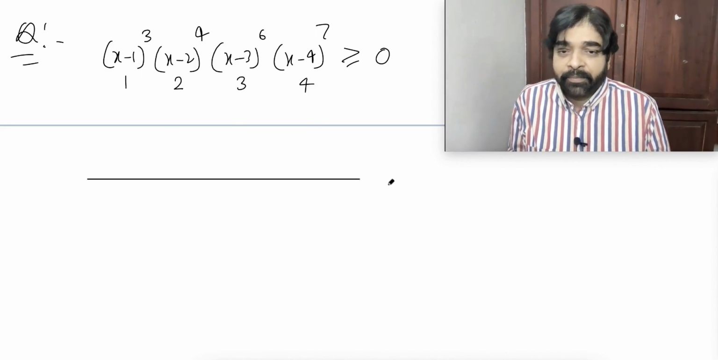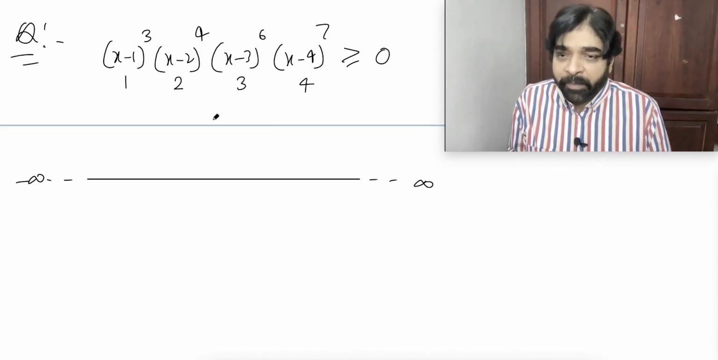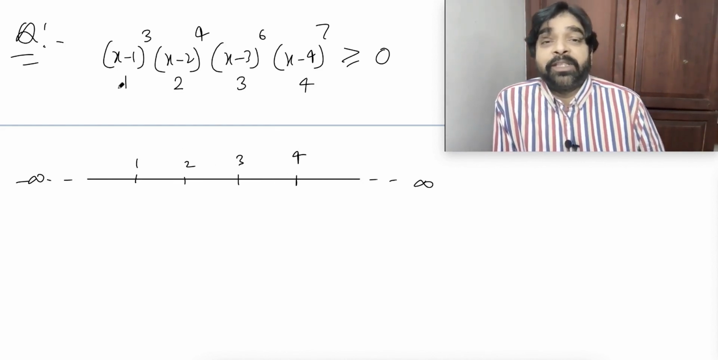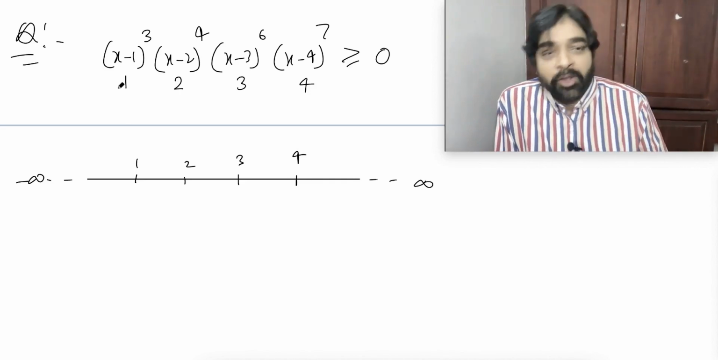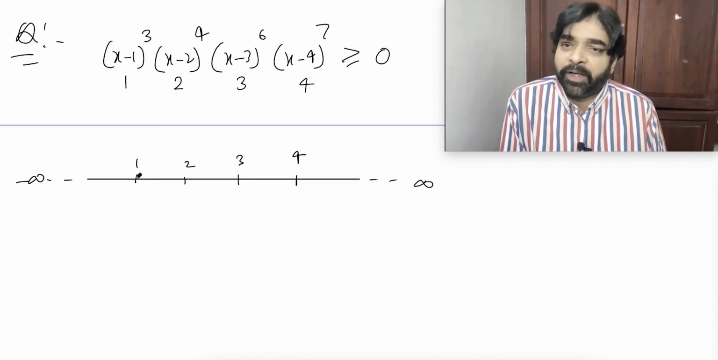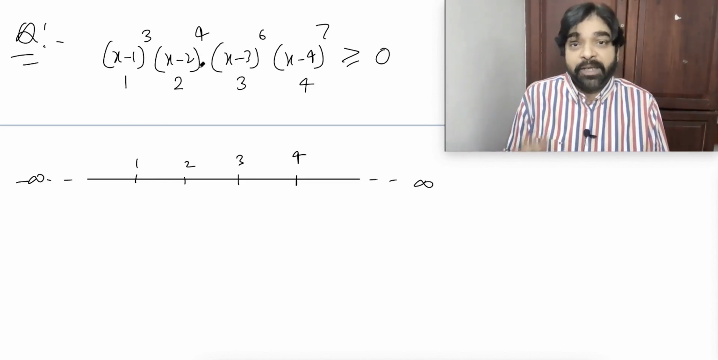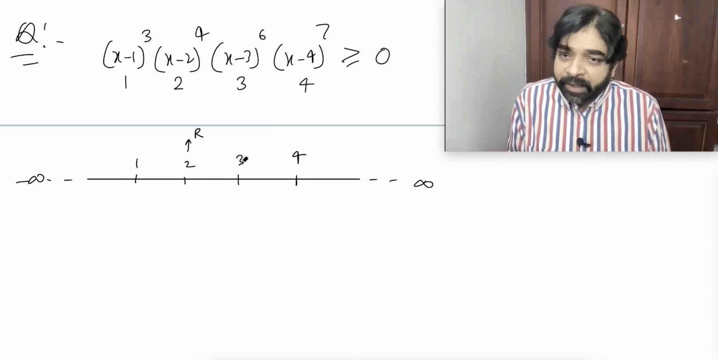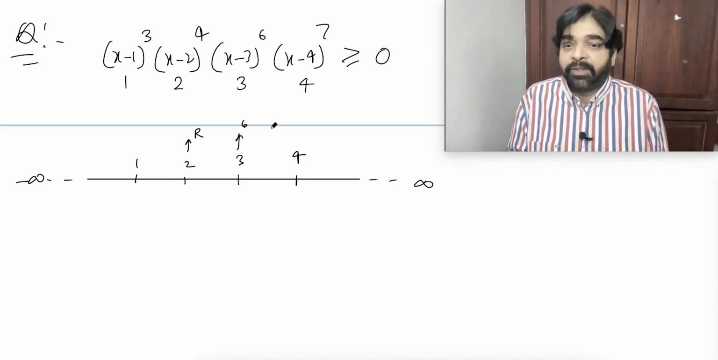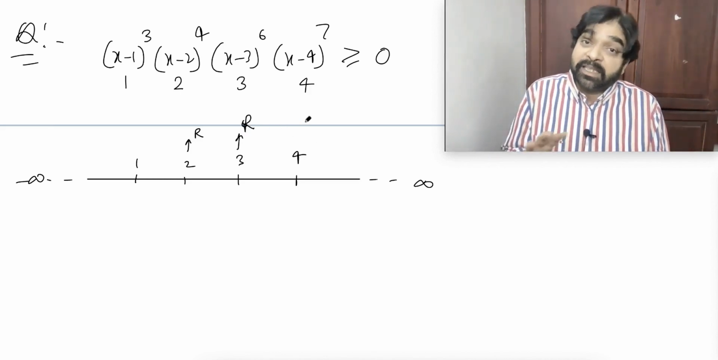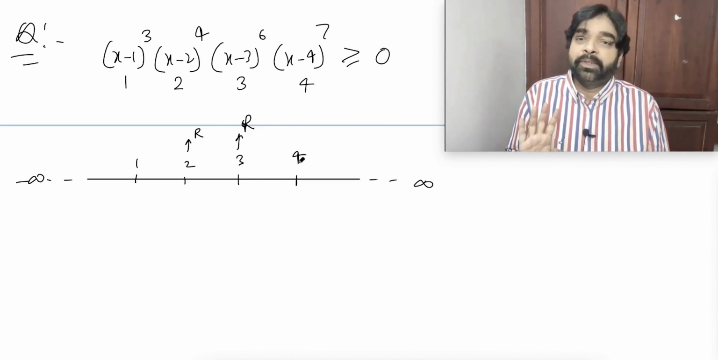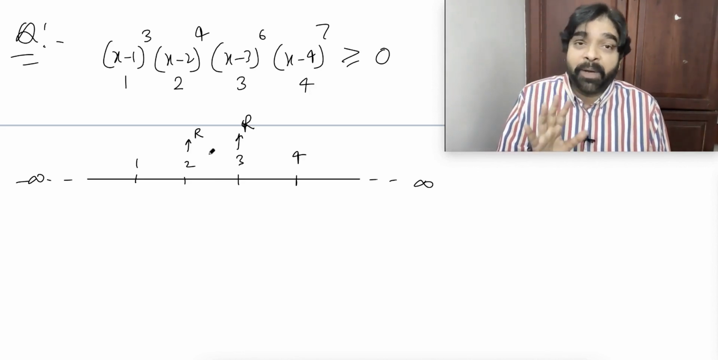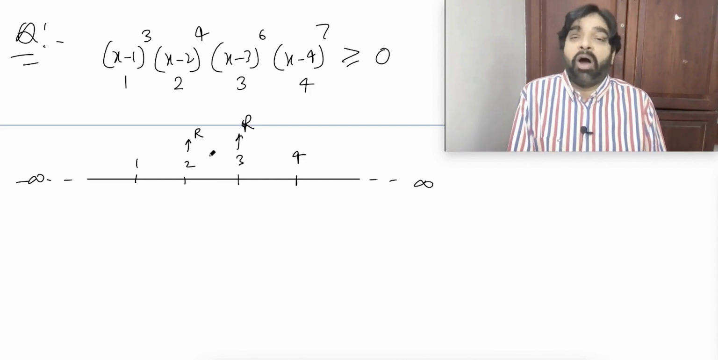Now draw the number line. The smallest critical point will be 1, then 2, then 3, then 4. Now look. 1 is the critical point which is repeating how many times? 3 times, an odd number of times. So this is the usual critical point, whatever we have been doing till now. But 2 is repeating how many times? 4 times. An even number of times. So this will be called the repeated critical point. Just flag it like this, it's repeated. 3 repeating 6 times, so repeated critical point. 4 repeating 7 times, normal critical point. Did you understand? Just only this change you have to do. Repeated critical point is whoever repeats an even number of times, and normal critical point is one which repeats an odd number of times.